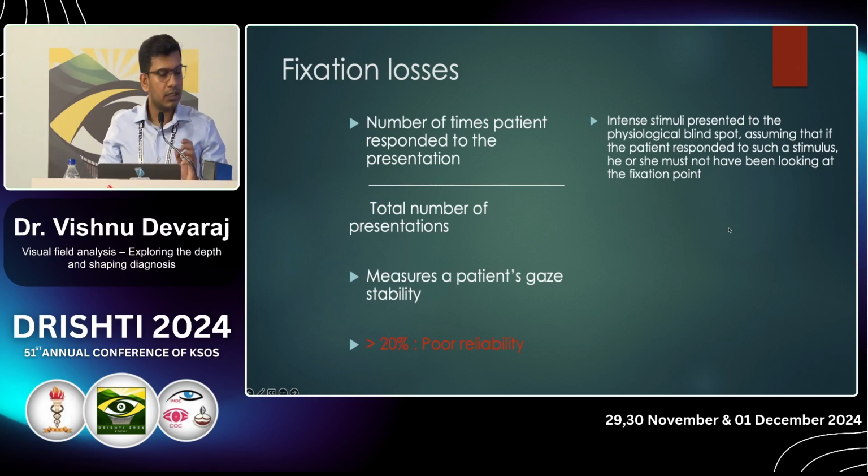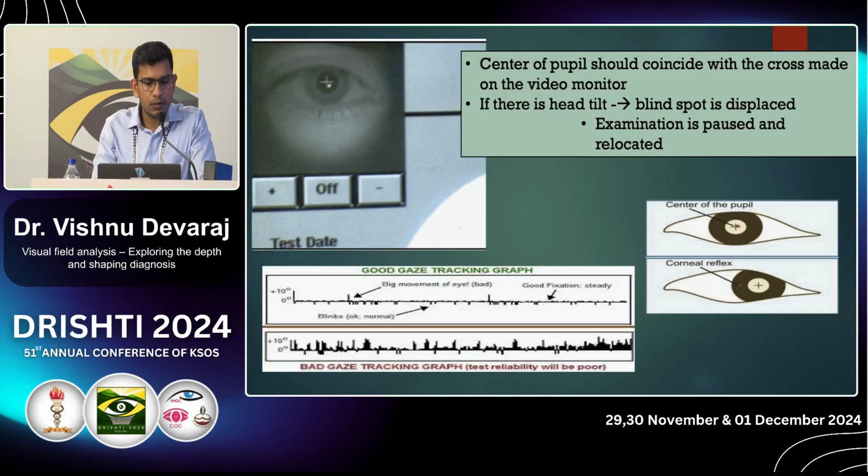Then coming to the reliability indices, fixation loss of more than 20% makes it unreliable, because stimulus is given to the blind spot. So it's the total number of times the patient responds to the stimulus divided by the total number of presentations. An intense stimulus is presented to the physiological blind spot, and the patient is not supposed to see that. Fixation loss is calculated by the Heijl-Krakau method, which is about 5% of the total throughout the test. Other methods include the gaze tracker, in which infrared light is projected onto the center of the pupil.